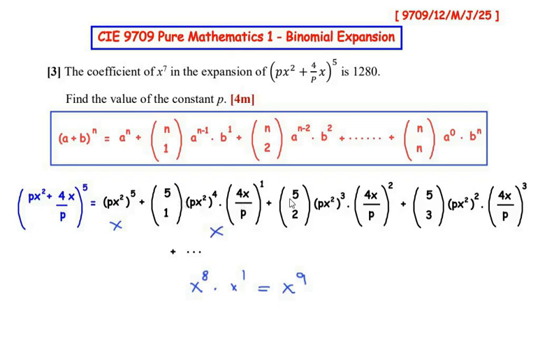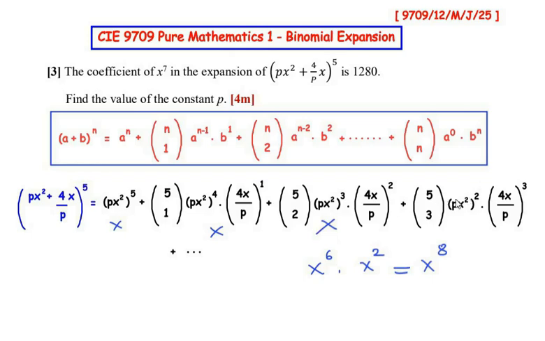So basically the power of x is going to reduce by 1. For the next term we should get x to the power of 8. Let us check it out. (x²)^3 gives us x to the power of 6, times x raised to the power of 2, so here we get x to the power of 8. This has given us x to the power of 8, which we do not need.